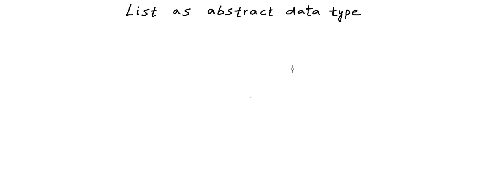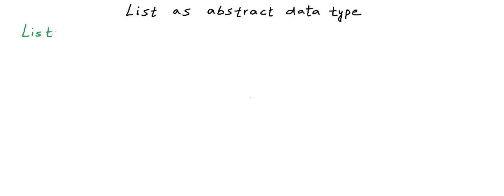List is a common real world entity. List is nothing but a collection of objects of the same type. We can have a list of words, we can have a list of names, or we can have a list of numbers. So let us first define list as an abstract data type.